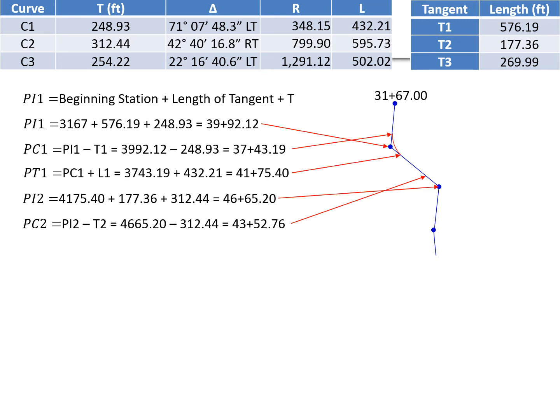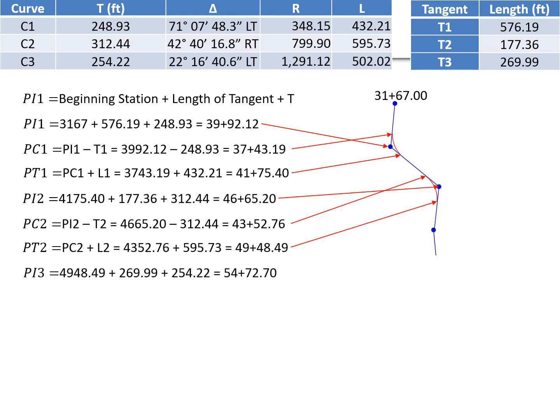We're going to leave the tangent. This is going to be the circular curve portion that's going to take us to our PT2. So PT2 is PC2 plus length of curve 2. So 4352.76 plus 595.73 gives us a PT2 station of 49 plus 48.49.